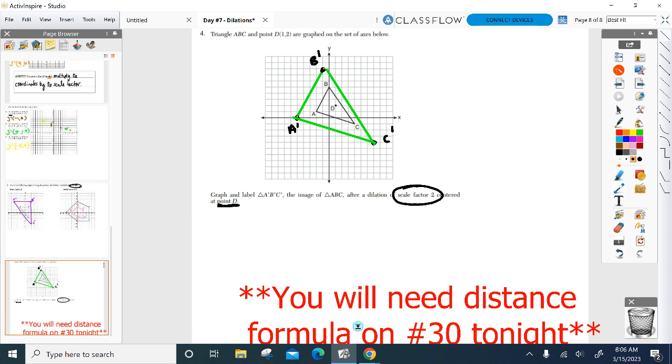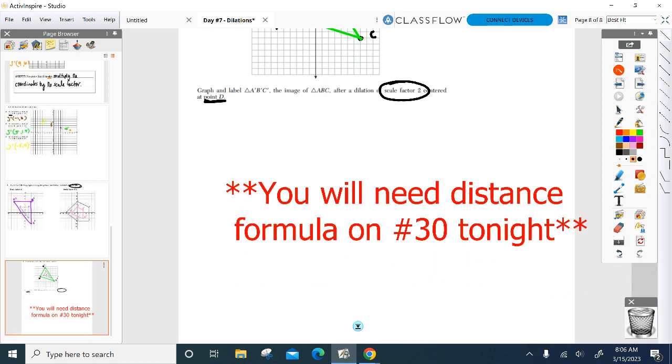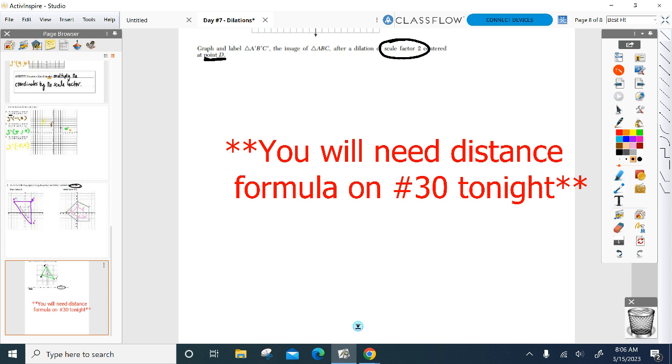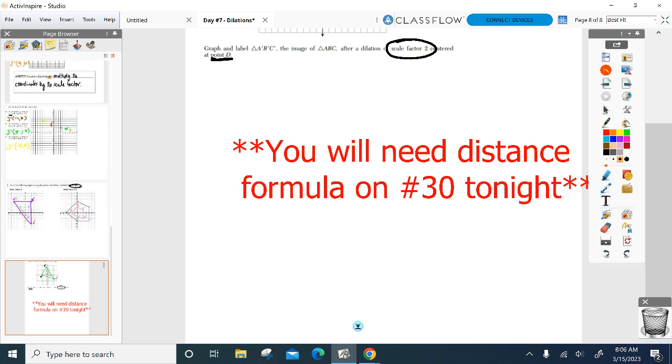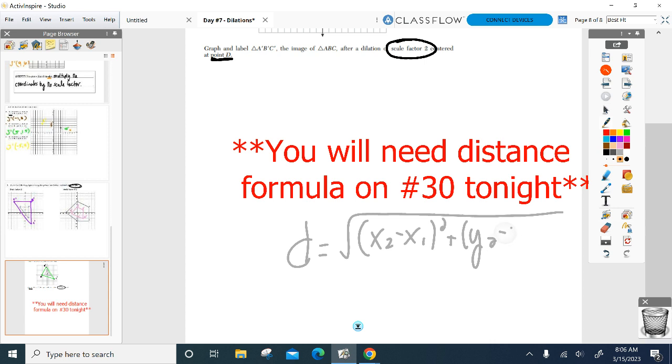We should be getting bigger. Real quick, before I let you go on your own, I made a note to myself here. You're going to need the distance formula on problem 30 tonight. So real quick, let's review that so you have it and I don't hear any excuses. Distance formula. I think it's going to ask you to find the perimeter of an object that you graphed. So you're going to have to use the distance formula.